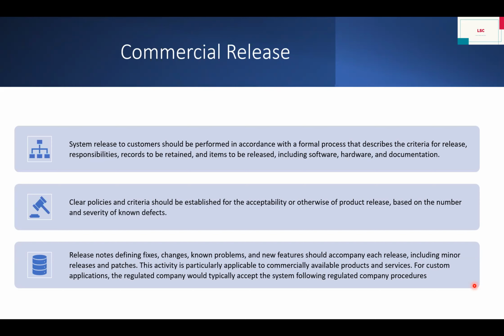Now, how can the supplier release for commercial release? System release to customer should be performed in accordance with a formal process that describes the criteria of release, responsibility, records to be retained, and items to be released, including software, hardware, and documentation. How are you going to release? What is the criteria of releasing the system? Clear policy and clear criteria should be established for the acceptability or otherwise of product release, based upon the number and severity of known defects.